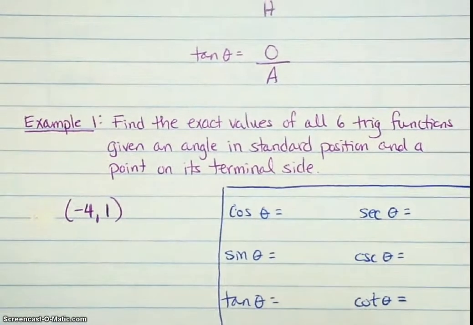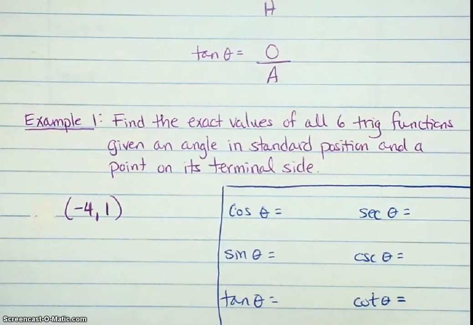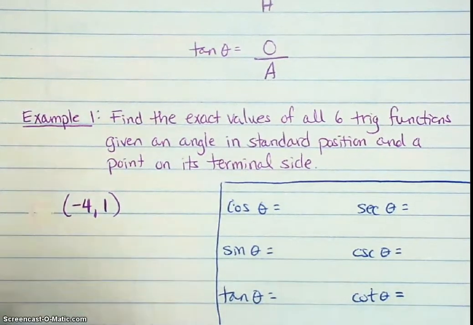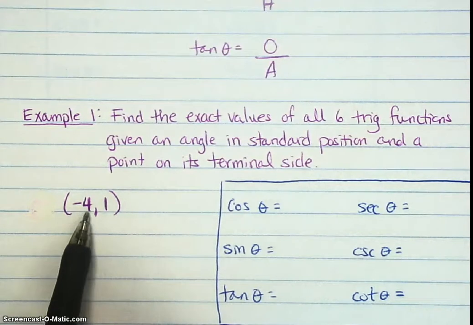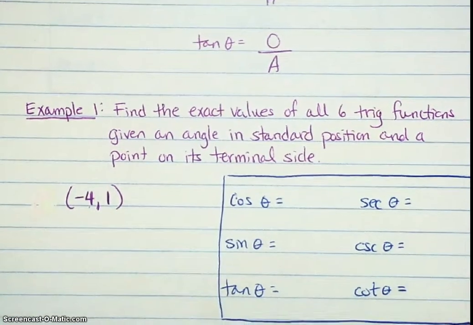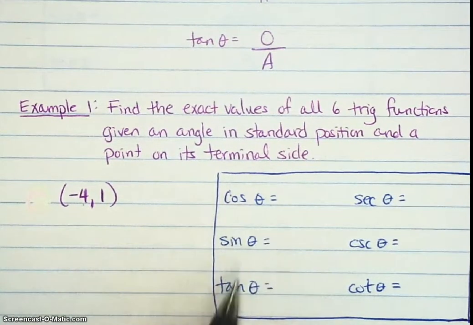It says find the exact values of all 6 trig functions given an angle in standard position and a point on its terminal side. So what this is saying is you have an angle that's in standard position. We don't know the measure of that angle, so it's just going to be theta, just any angle. But we do know that its terminal side goes to this point, -4, 1. Okay, so these are the answers that we're looking for. We want to find the cosine, sine, and tangent, and the secant, cosecant, and cotangent.